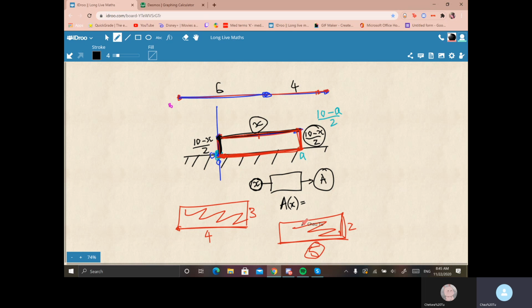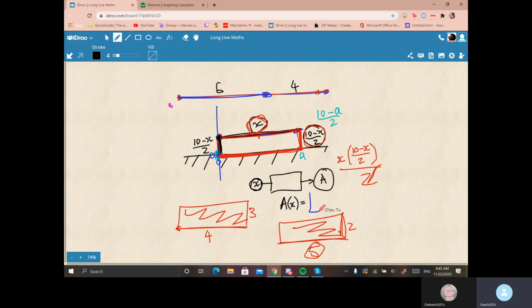So all you have to do, Chelsea, is get the base, which is x, times the height. So the area is given by x times the bracket 10 minus x over 2. That will give you the area, wouldn't it? Yeah, it's always the base times the height to get the area. If you want a triangle, then cut it in half. But we don't.